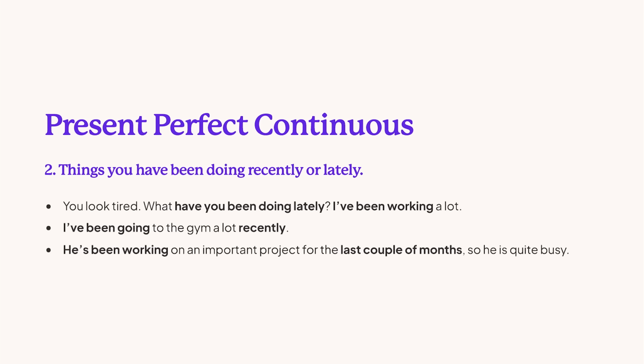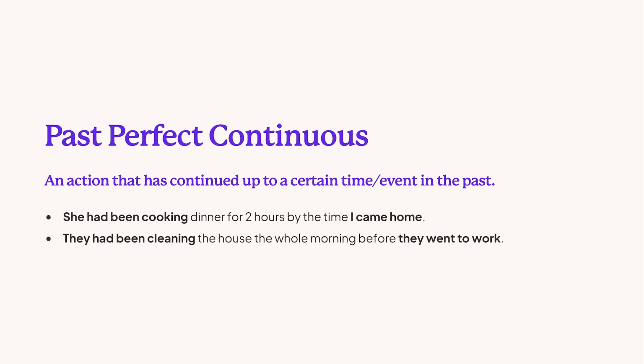So, we use the present perfect continuous to show the duration: for 2 weeks, for 6 months, or with lately or recently. And all these actions started in the past and have continued until now. Now, the past perfect continuous shows an action that has continued up to a certain time or event in the past. She had been cooking dinner for 2 hours by the time I came home. They had been cleaning the house the whole morning before they went to work. Again, we can see the duration: for 2 hours, the whole morning.